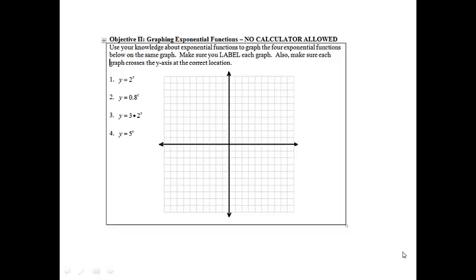Use your knowledge about exponential functions to graph the four exponential functions below on the same graph. Make sure you label each graph. Also, make sure each graph crosses the y-axis at the correct location. So I'm going to go ahead and start with the first one.